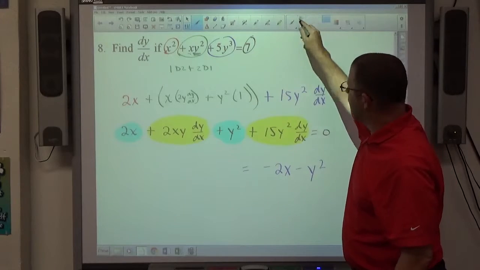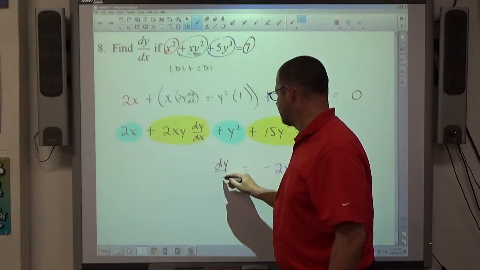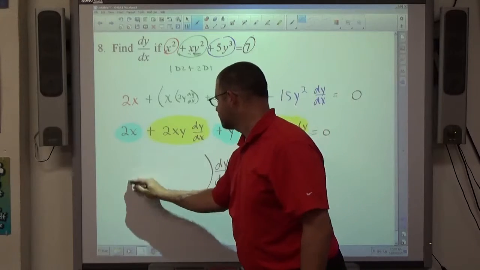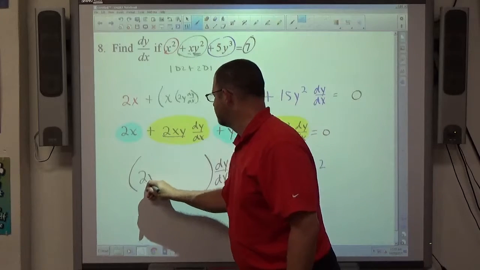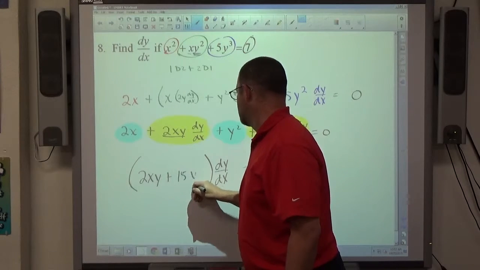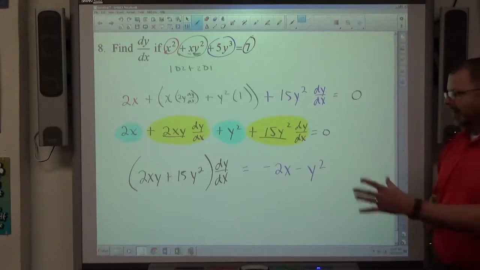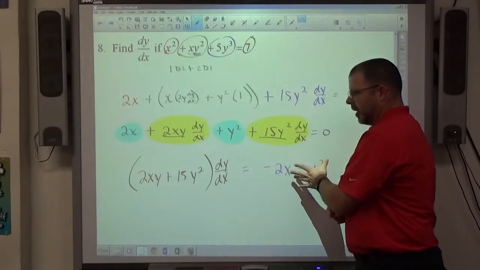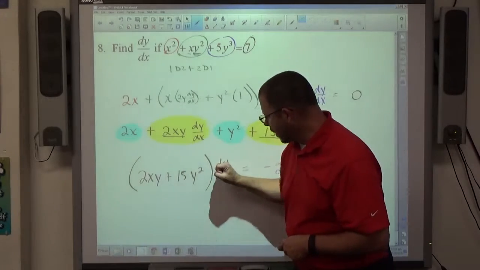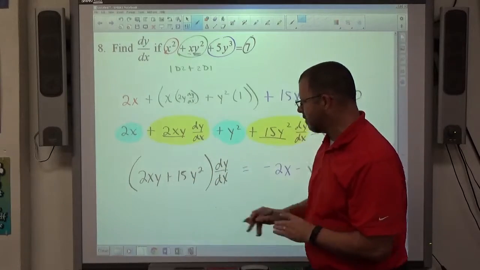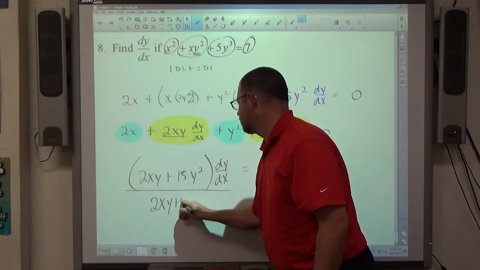What's going to happen on the left-hand side is I have a common factor of dy dx. And I simply put 2xy plus 15y squared times dy over dx. And now I've got something times what I care about equals something else. And anytime I get this structure in algebra, something times what I want equals something else, I divide by the something being multiplied by what I want. So divide by 2xy plus 15y squared on this side.